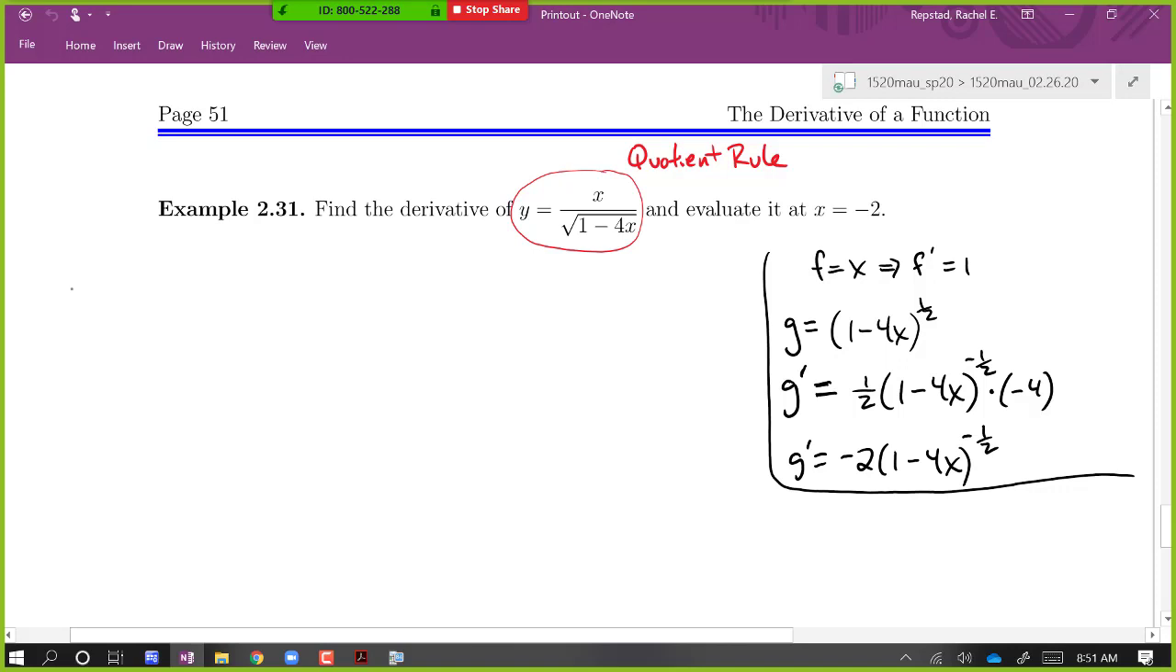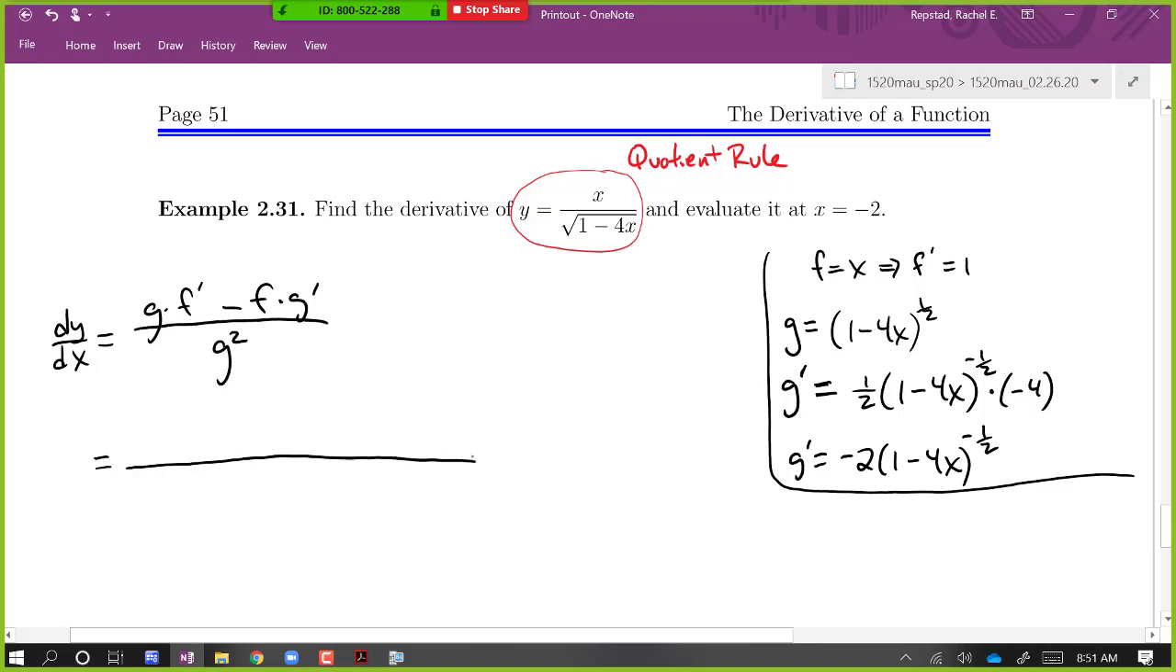So when we find dy dx, it's a quotient rule, so I'm just going to write out the quotient rule first. G times f prime minus f times g prime all over g squared. So g is 1 minus 4x to the 1/2 times f prime, which is just 1, minus f, which is x, times -2, 1 minus 4x to the negative 1/2. This is all over the square root of 1 minus 4x squared.